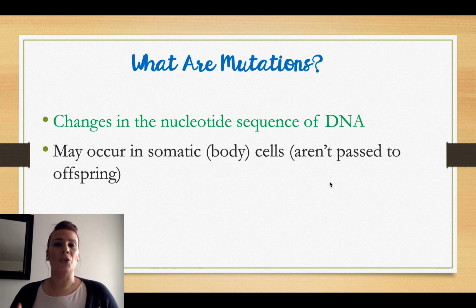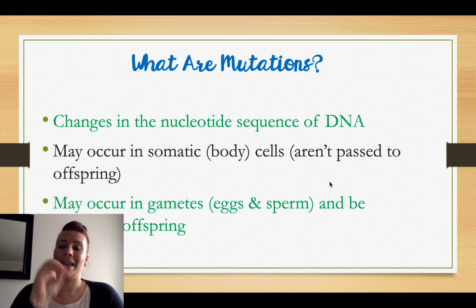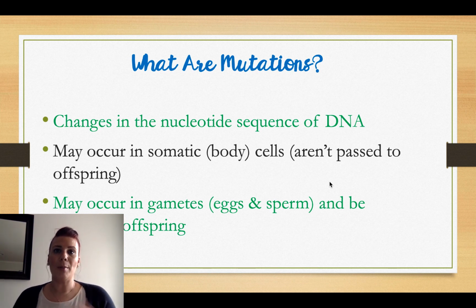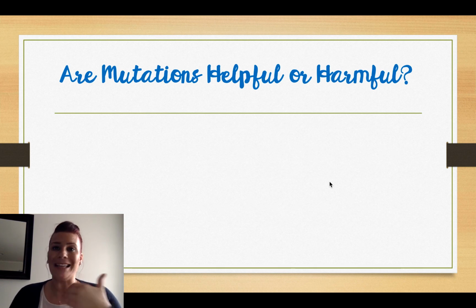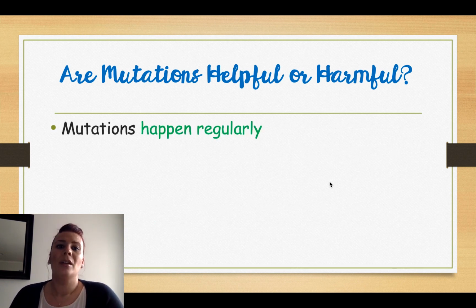If it occurs in a somatic cell or a body cell, that doesn't get passed down to the offspring, okay? If it occurs in a gamete like sperm or egg, that's going to get passed down to offspring, because remember, the sperm and the egg are really what's fertilizing, making that zygote, and then creating that organism. Okay, so are they helpful? Are they harmful? Again, this is just a quick recap.